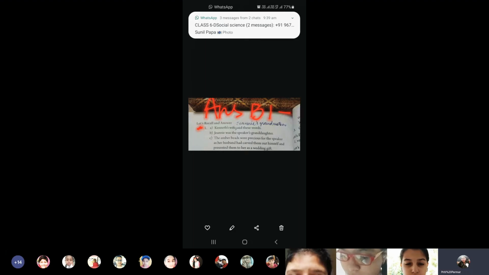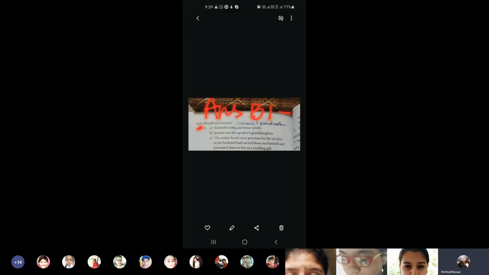After that, this is to be written: Jeanne's grandmother, Kenneth's wife, said these words. Then B part, Jeanne was the speaker's granddaughter. C part, the amber beads were precious for the speaker as her husband had carved them out himself and presented them to her as a wedding gift.